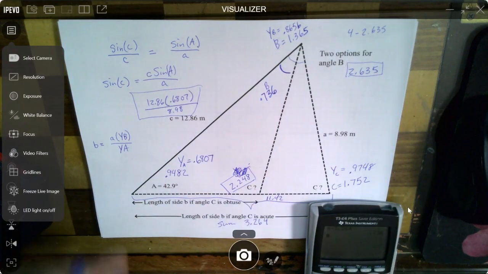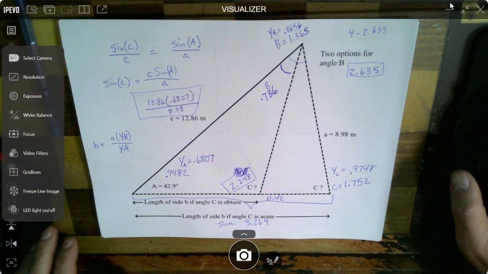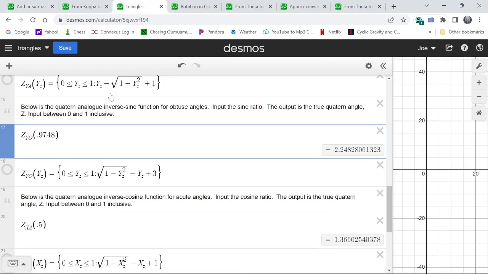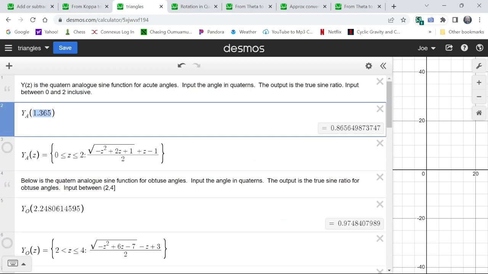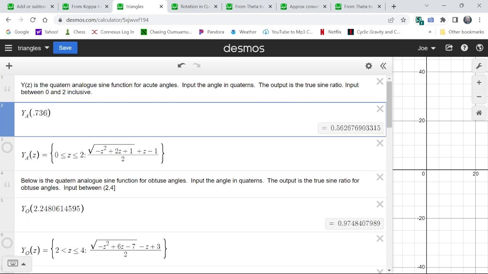And then, as before, I'm going to go ahead and find the sine ratio of that, just because we're going to need it anyway. So if I go to my triangles again, and that is an acute angle, so I can enter it in here, 0.736, and I get a new sine ratio for B of 0.5627, rounded.